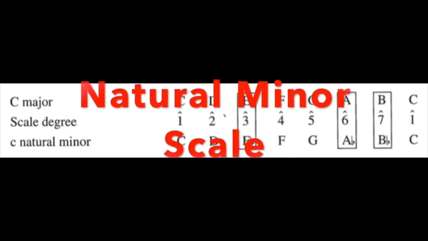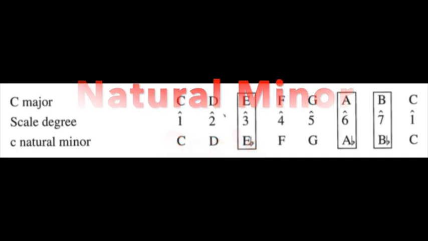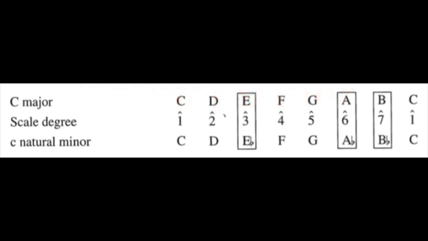You can see from the illustration that the natural minor scale is like a major scale, with a lowered 3rd, 6th, and 7th scale degree. So here we see our C major scale, C, D, E, F, G, A, B, C, and our C natural minor being C, D, E flat, F, G, A flat, B flat, C.